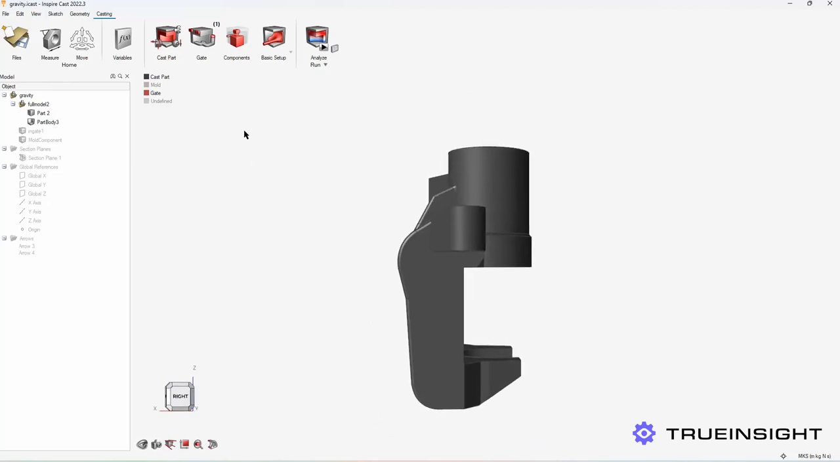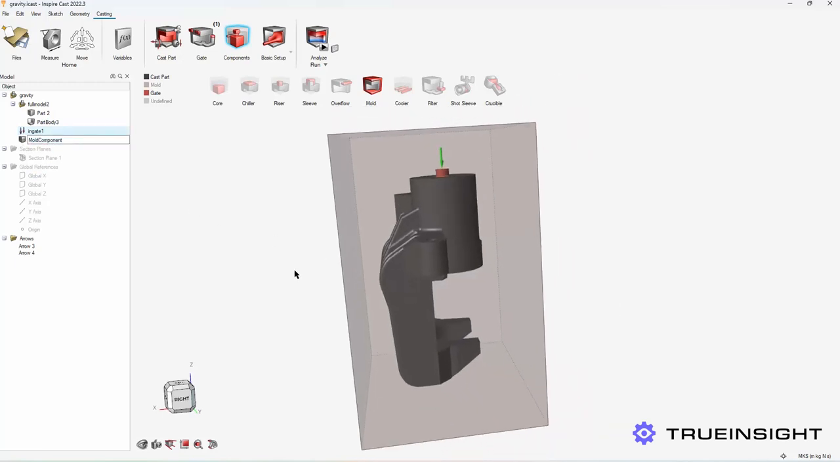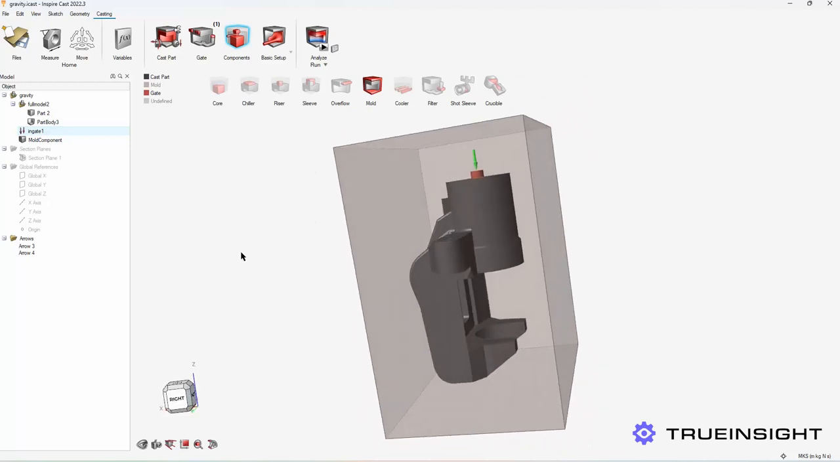Now you can see I have my component here. And before I ran the analysis, I had to define a few of the parts. First thing is my gate, and then I did have to create a mold component as well, which you can see here. So we can just now jump right into looking at the results.